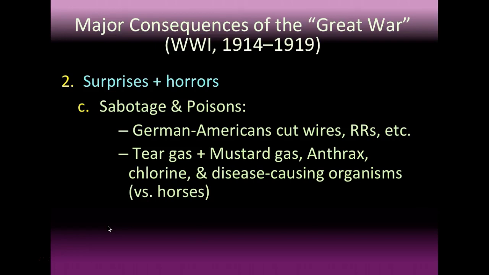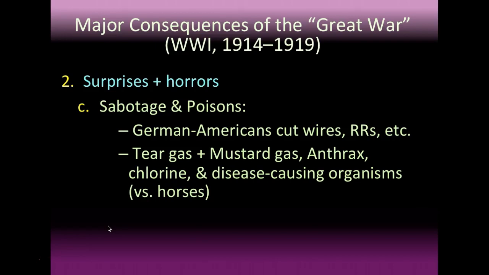In this case, we're talking about German Americans who, in America, cut wires, bombed railroads, derailed trains, and also poisoned horses with anthrax. Anthrax is a disease-causing organism that quickly multiplies in a living body, and some 3,000 horses had been infected, sent overseas to Europe, and then spread the anthrax disease to both soldiers and other horses. And a lot of life was taken because of this.